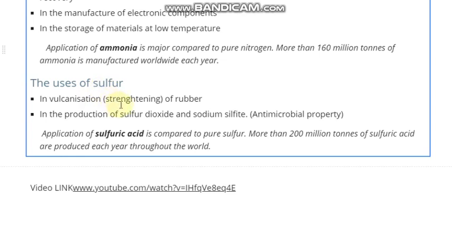Here are the uses of sulfur. Pure sulfur is used in strengthening rubber, and this is called vulcanization. In vulcanization, sulfur is used to form cross links between the rubber molecules, and this makes the rubber strong.